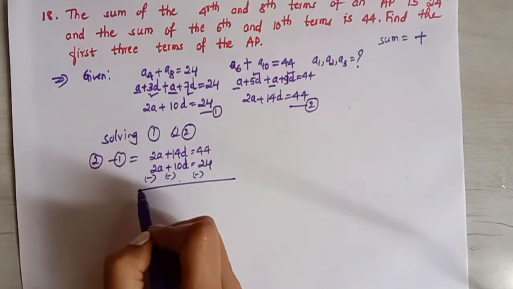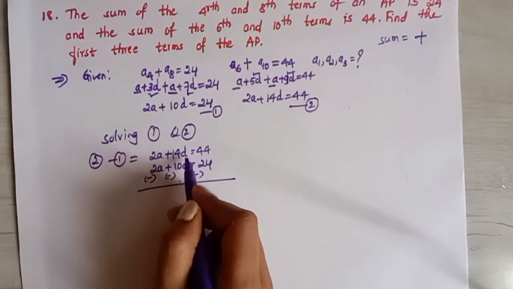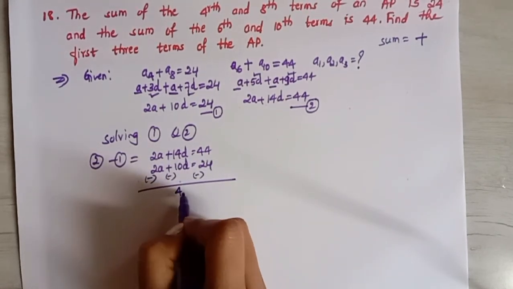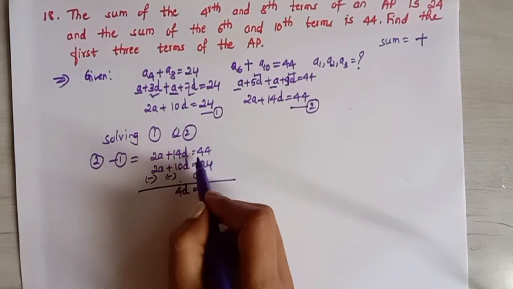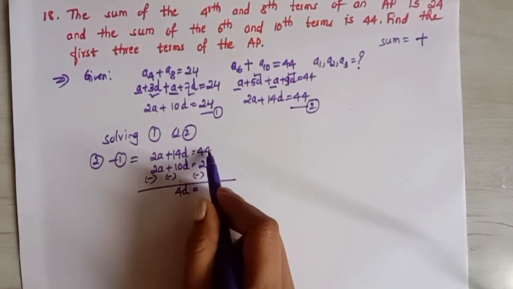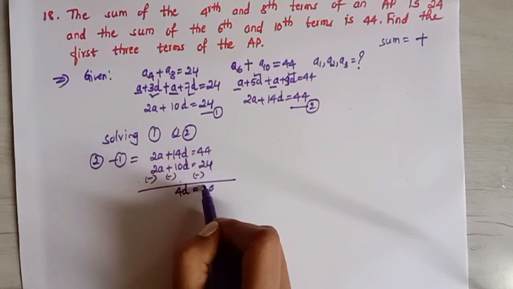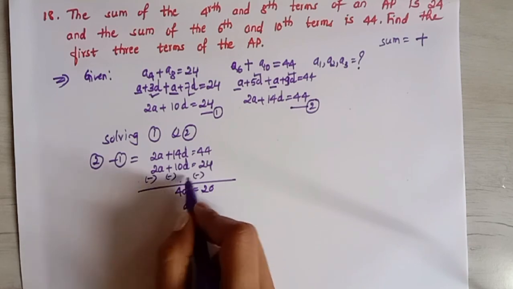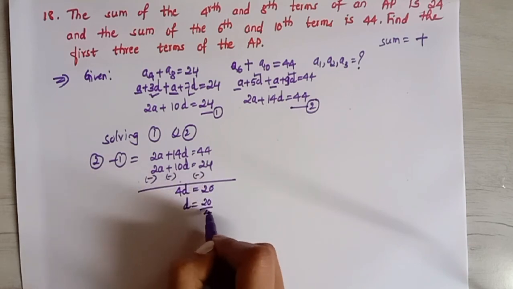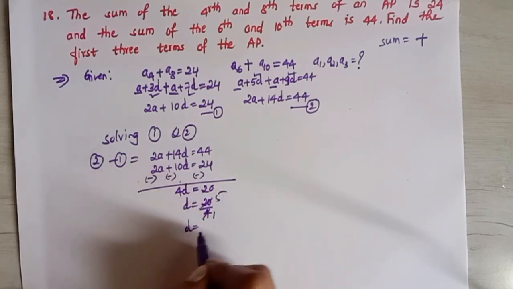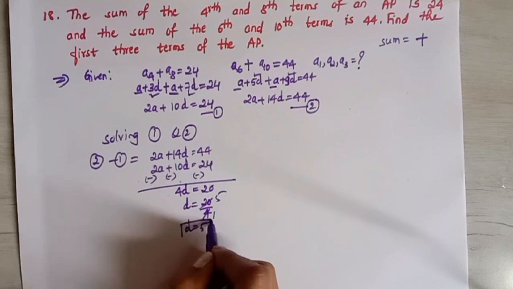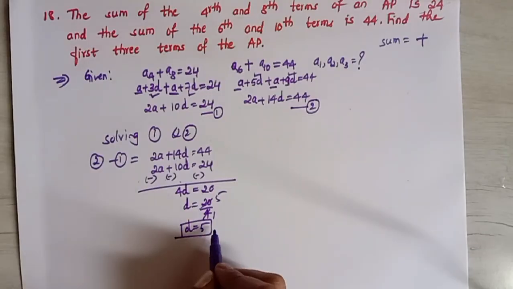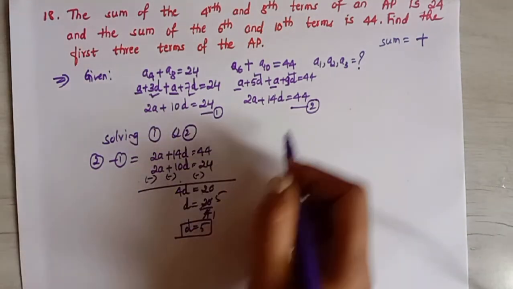What is 2A minus 2A? It is 0 only. Next, 14D minus 10D. It is 4D, which is equal to, what is 44 minus 24? It is 20. Therefore, D is equal to, after shifting this 4 to the right hand side, this will become division. 4 5s are 20. Therefore D is 5.